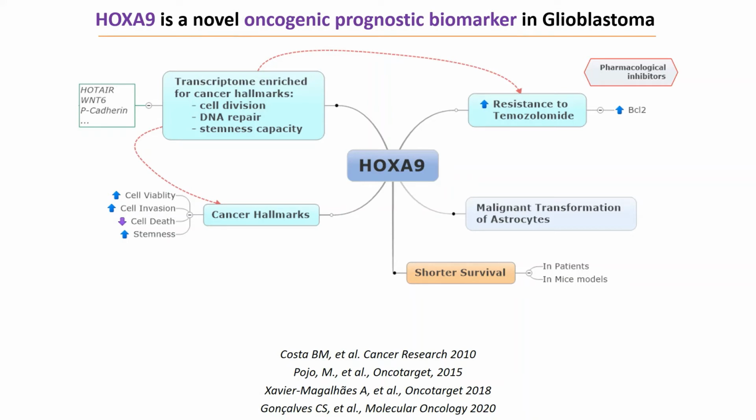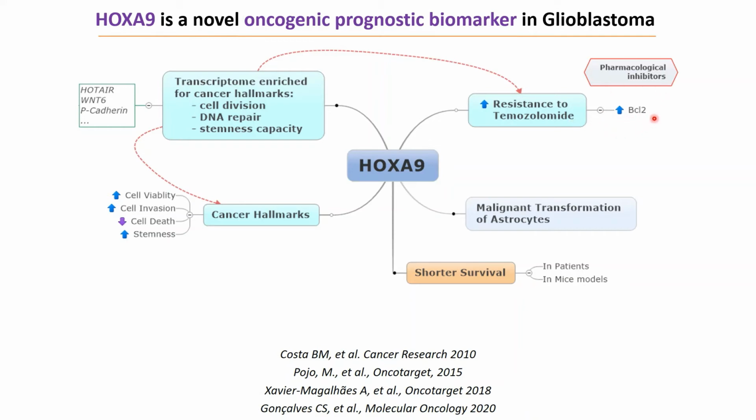We found that SOX9 is associated with an increased resistance to temozolomide chemotherapy. Actually, we identified the downstream molecular mechanisms that are involved in this chemoresistance, which are apparently mediated by BCL2, and we were able to show that combinations of temozolomide with pharmacological inhibitors of BCL2 were able to revert the SOX9-mediated chemoresistance in glioblastoma. Finally, we also showed that SOX9 is able to transform astrocytes into malignant cells, and at the clinical level, we saw that increased levels of SOX9 are associated with a shorter survival of glioblastoma patients. This association with the prognosis was also observed in a variety of mice models.